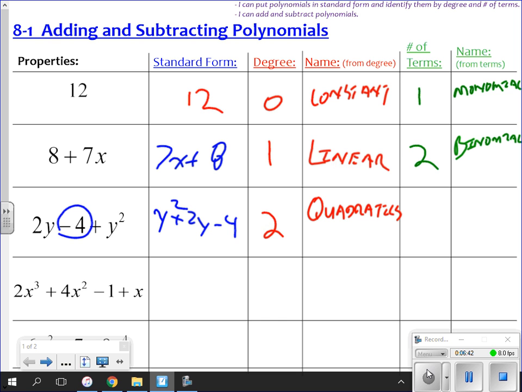What's the number of terms? We did the degree. How many terms do we have? Come on, I know it's Monday, but please. You can count. 1, 2, 3. You got 3 terms, right? If 1 term is a monomial and 2 terms is a binomial, 3 terms would be a trinomial.